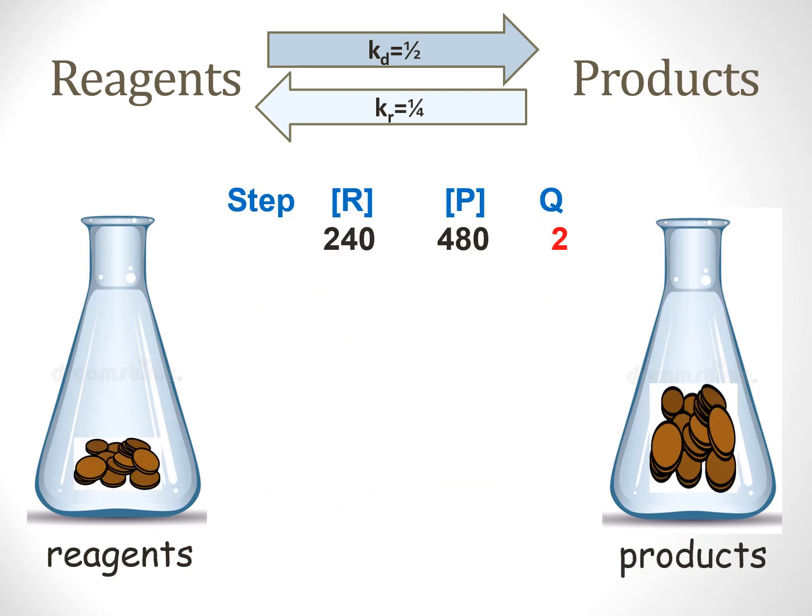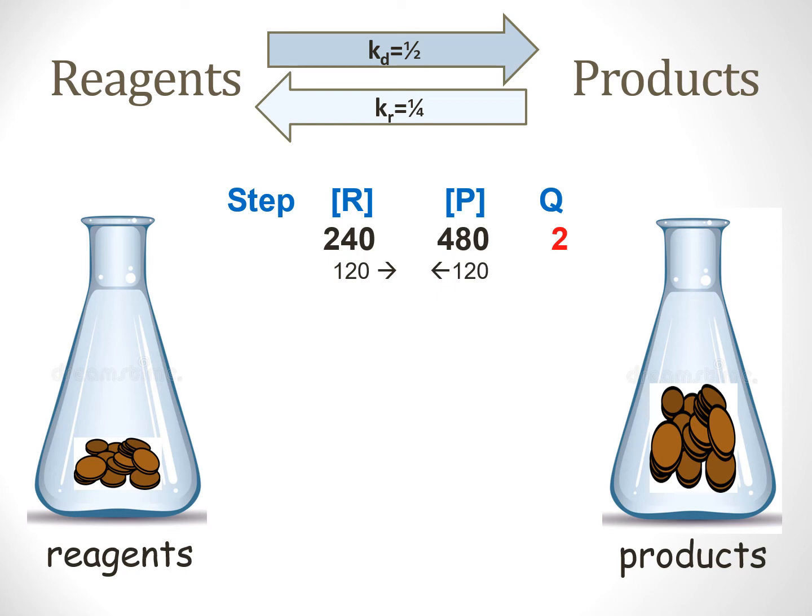So let's imagine that we start from 480 coins on the product side and 240 coins on the reagent side. So the ratio at the very starting point of the simulation is already 2. In this case, 1/2 of 240 is 120. 1/4 of 480 is 120. So we are already at equilibrium. So that would be super fast. This system doesn't have to do much to reach equilibrium.